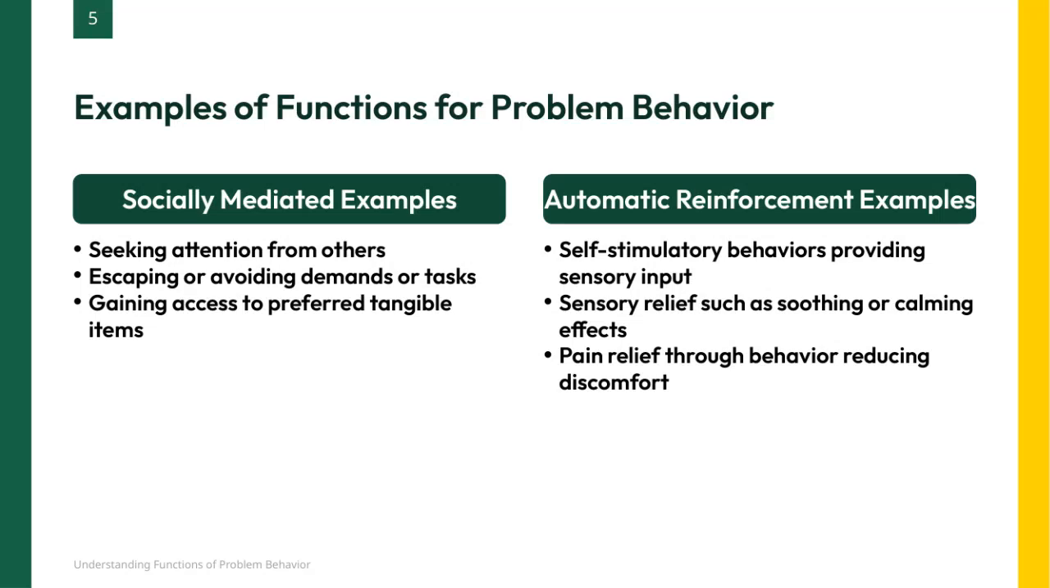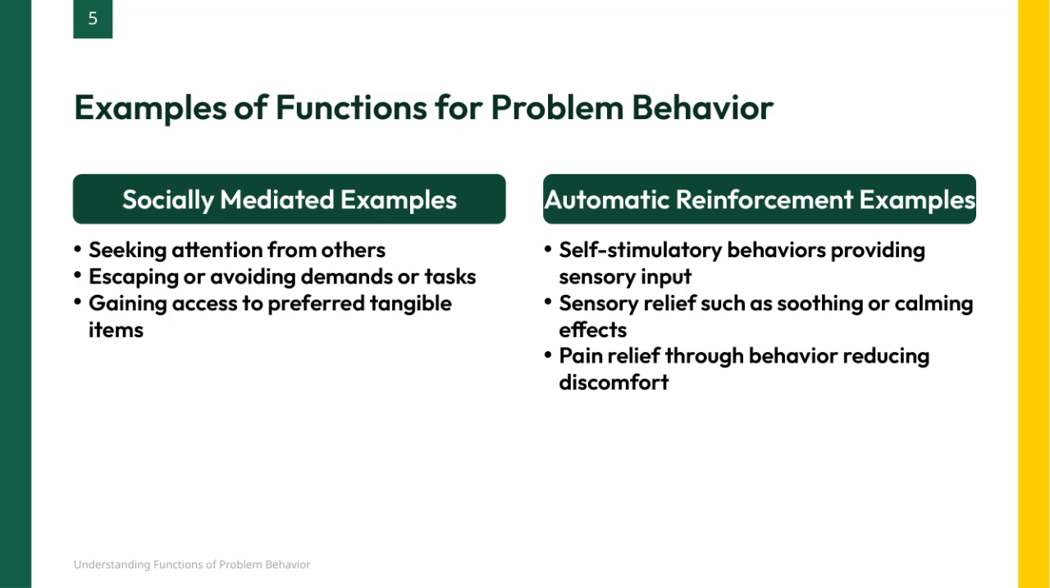Here, we see two main categories of functions for problem behavior: socially mediated and automatic reinforcement. Socially mediated behaviors are those that occur to gain something from the environment, like seeking attention from others, escaping or avoiding tasks, or getting access to preferred items. These behaviors rely on reactions from other people.